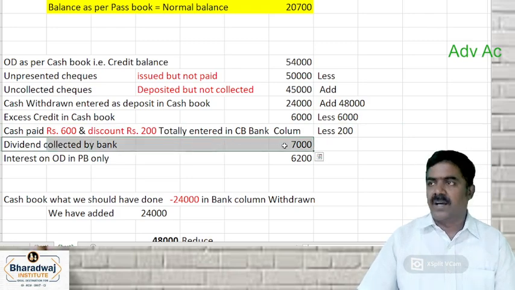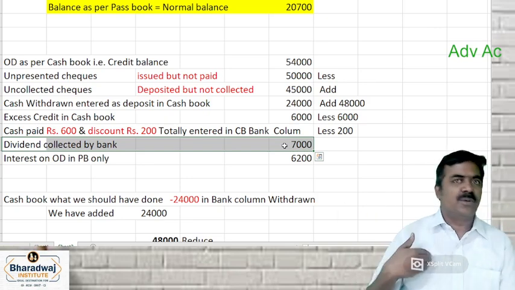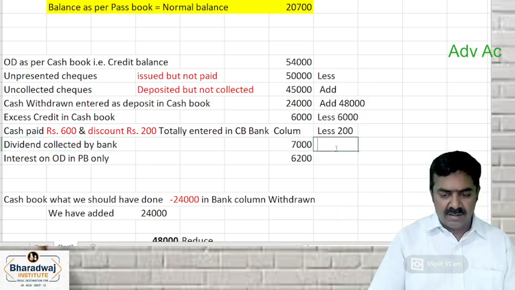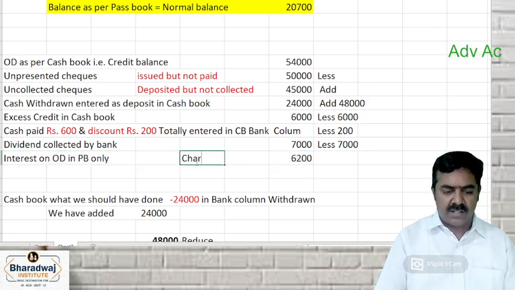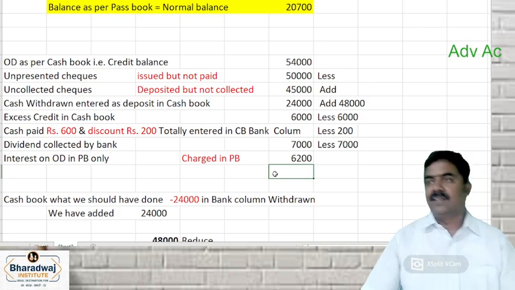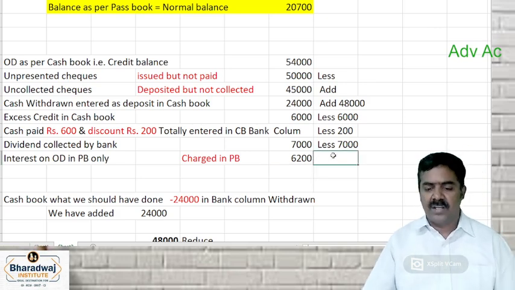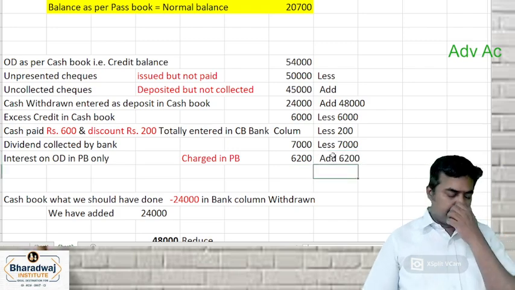Dividend collected by the bank. What would the bank have done? Bank would have added. Let us also add it, but OD starting point, so minus 7,000. Interest on OD means it will be charges. Charged in which one? Passbook. The banker has deducted. We should also deduct it, but OD is a starting point, so add how much? 6,200.